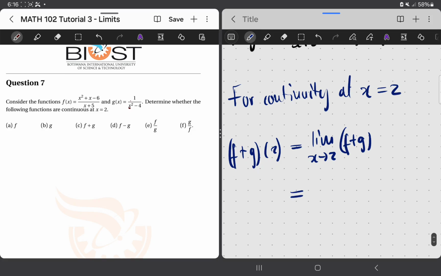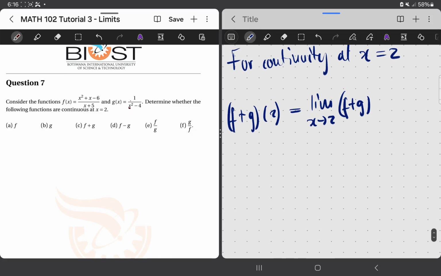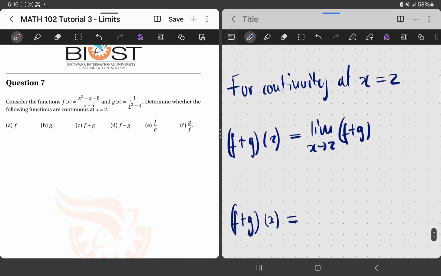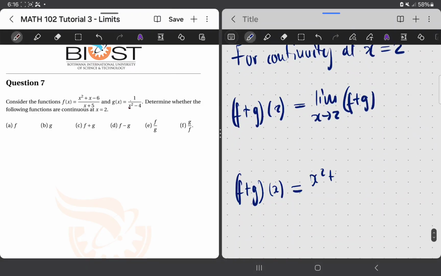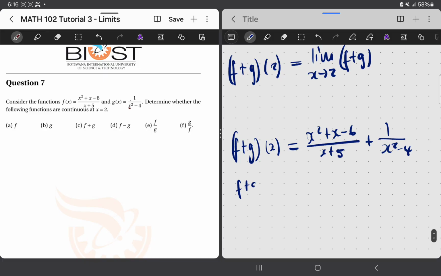Right? And this is going to be equal to, we can say, f plus g of 2. Into it is just going to be, let's first put f plus g of x. This is going to be equal to (x squared plus x minus 6) all over (x plus 5) plus 1 over (x squared minus 4). Then we can say f plus g of 2.